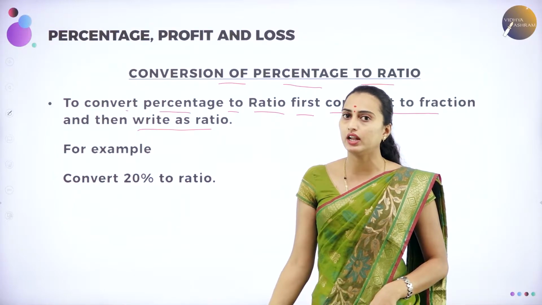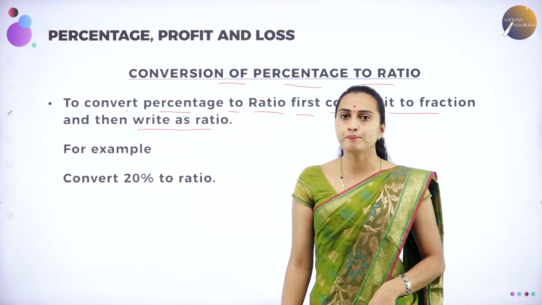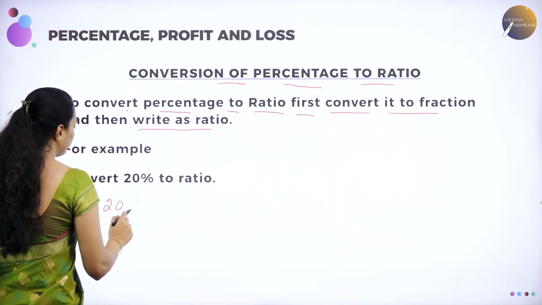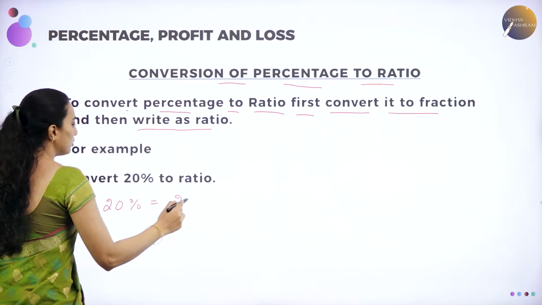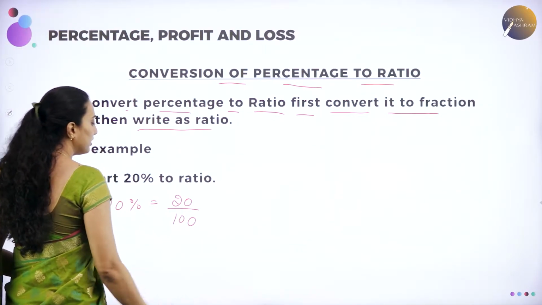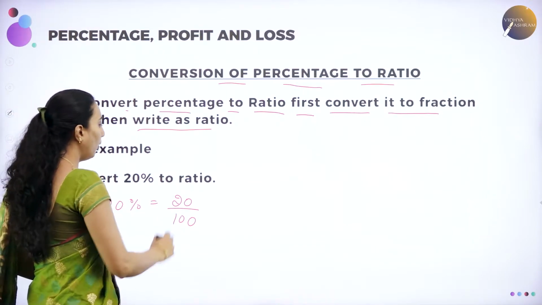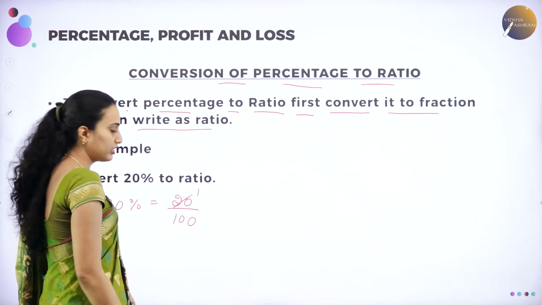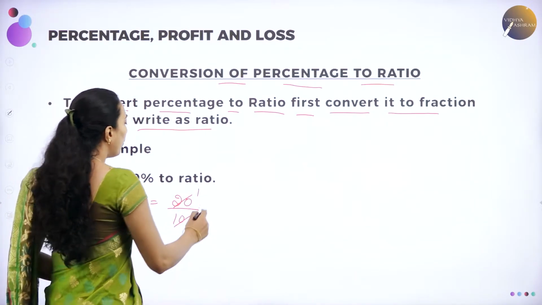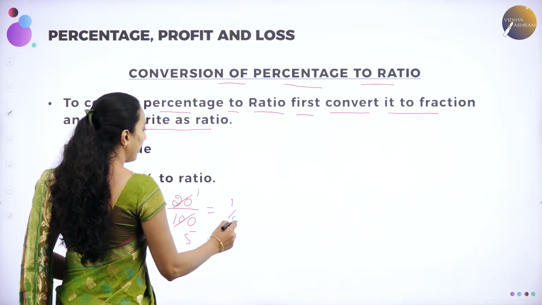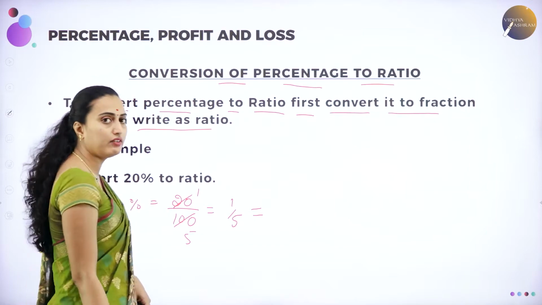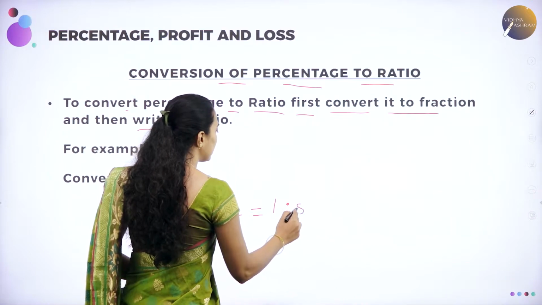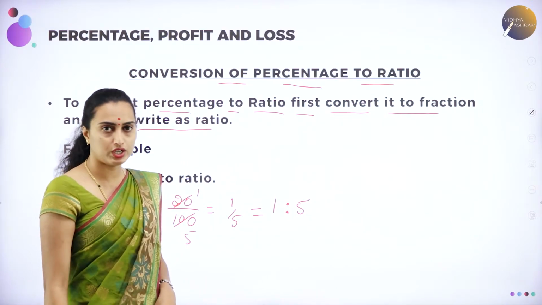How to convert a given percentage to a fraction? Just divide it by 100. So 20% can be written as 20 divided by 100, isn't it? Two 1s are 2, two 5s are 10, which is nothing but 1 by 5. So 1 by 5 can be converted into a ratio, which is nothing but 1:5. That's it. This is how we convert to a ratio.